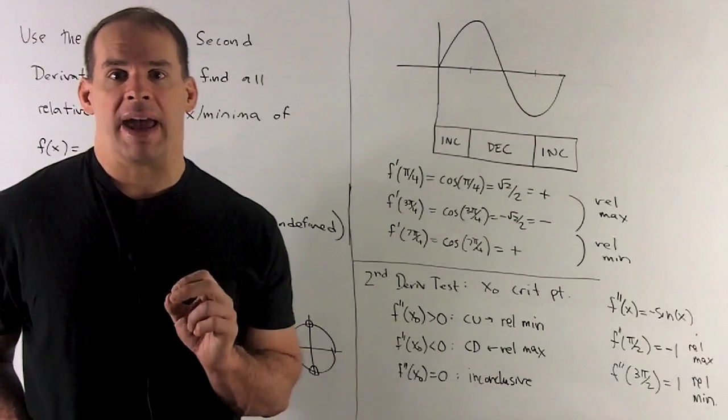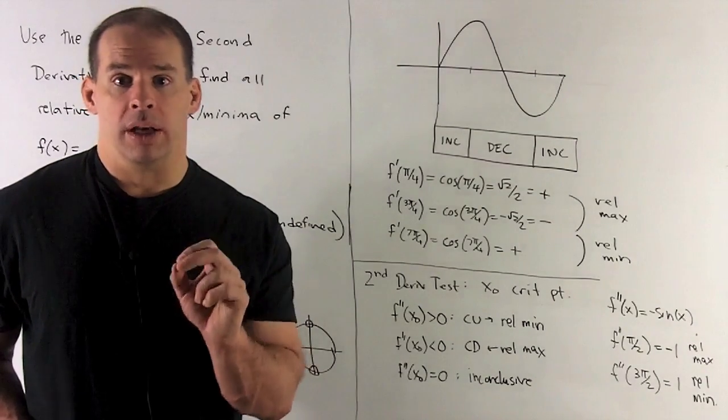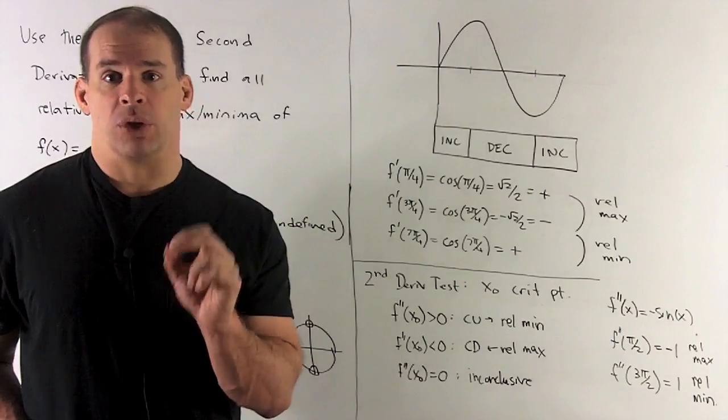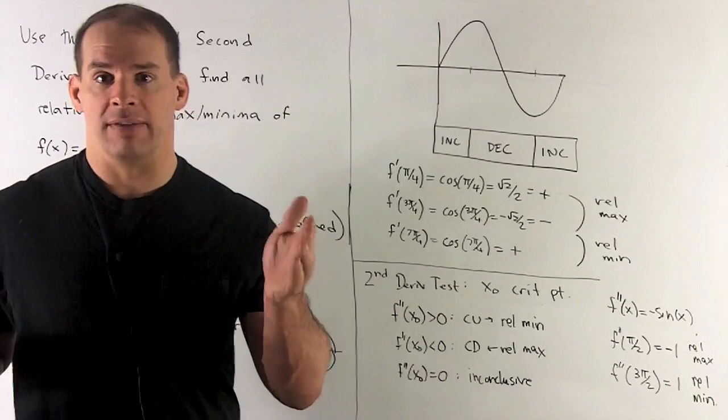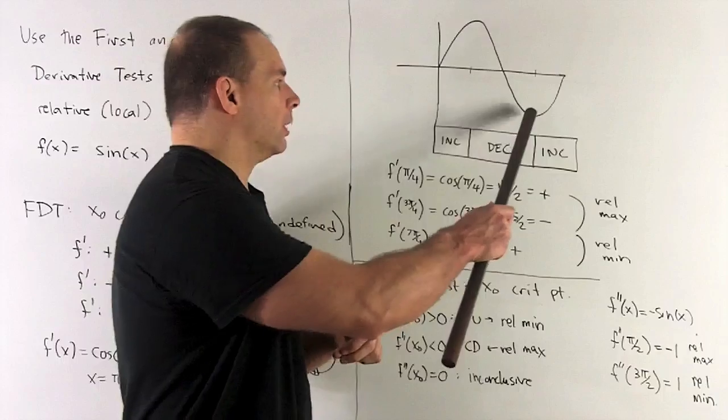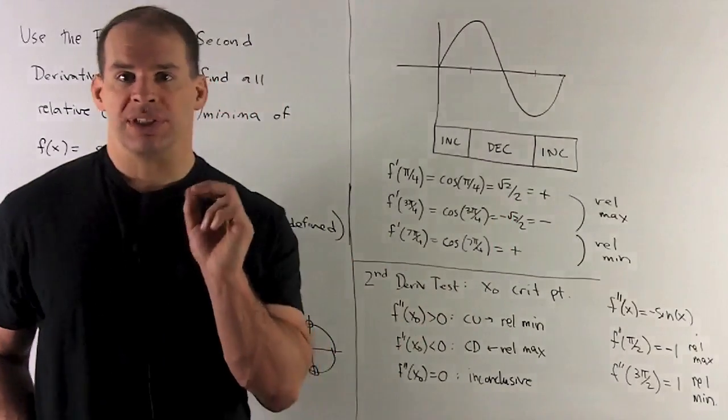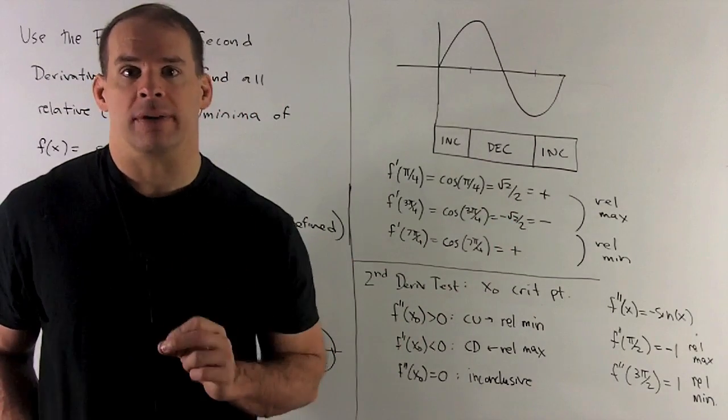If we check 3 pi halves, we're going to get a 1. So in this case, we're looking at a relative minimum. We're concave up there. And then when I check the graph at 3 pi halves, again, we see that we get agreement with the first derivative test.